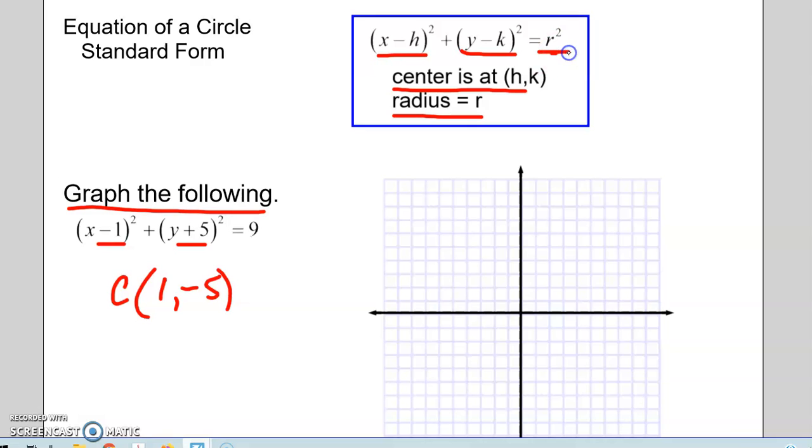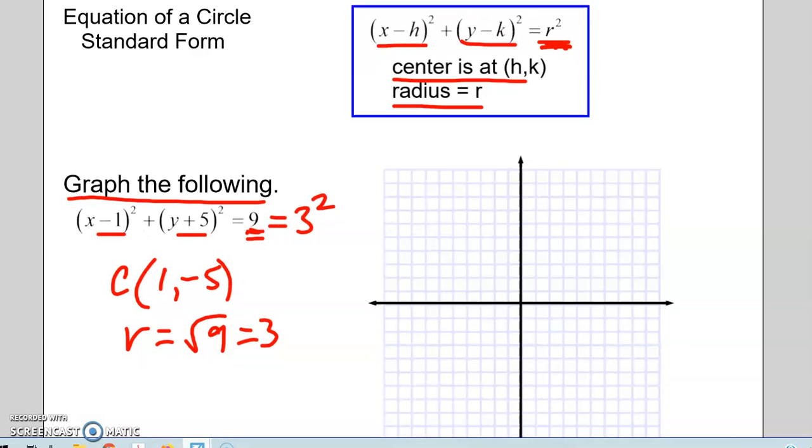Then you'll see here it says r squared. So that means we have to take the square root of this number to represent the radius. So the radius is going to be the square root of 9, which is equal to 3. You can also write this as 3 squared, and then it looks a bit more like that equation that we saw on the top.